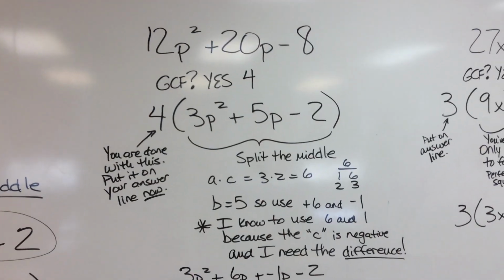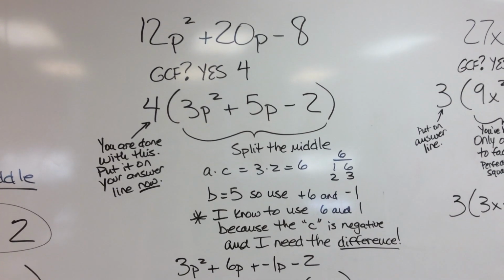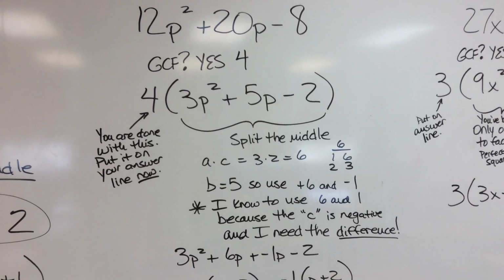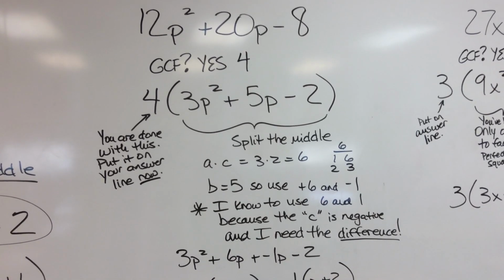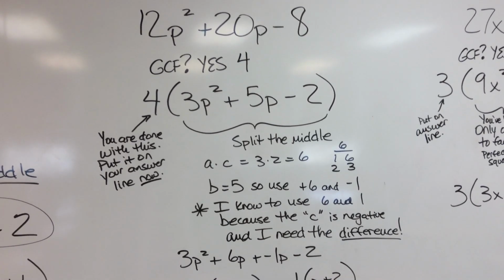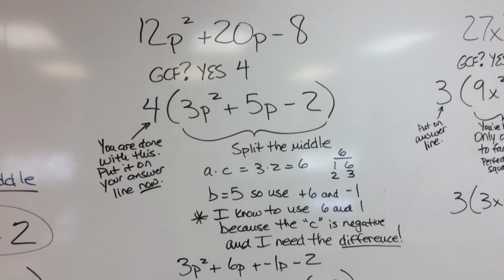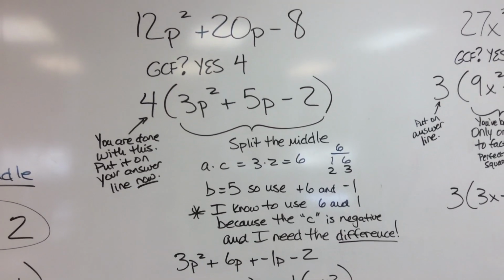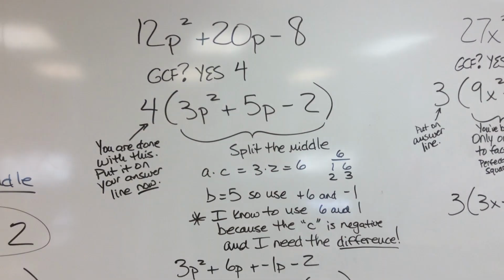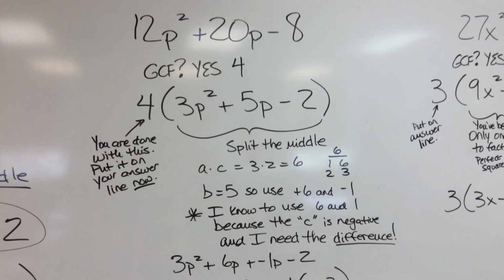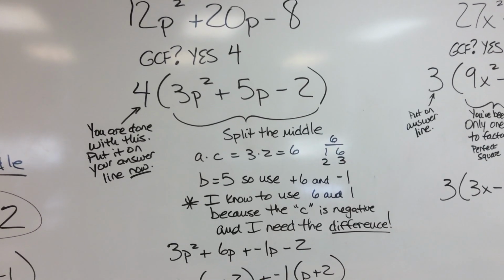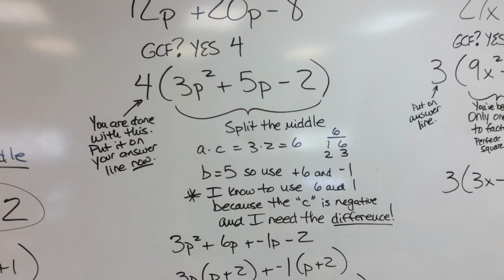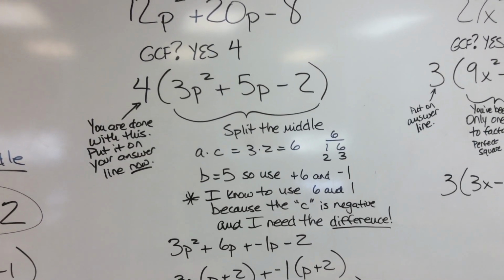So we're going to multiply a times c, 3 times 2, get 6. And I'm going to choose 6 and 1 here for my b, which is 5. Now, how did I know to choose 6 and 1? Because 2 and 3 gives me 5 also. So I have to look at my c. And because my c is negative, I know I have to take the difference between these two factors to get my b. And I want my b to be positive 5.